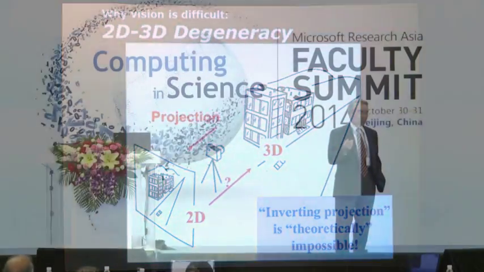Number aspect. But why vision is really difficult is actually more than that. One is 2D, 3D degeneracy. An image is a projection, so the three-dimensional world is degenerated. Basically we're asked, 2 times 0 is 0, what was the original number? It's impossible in a sense.